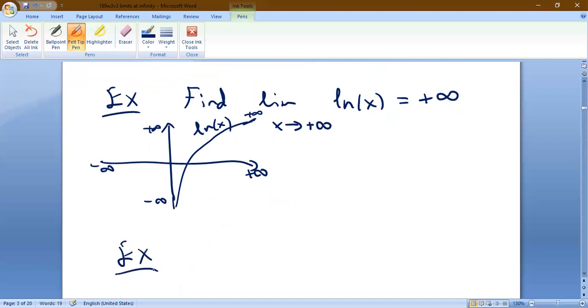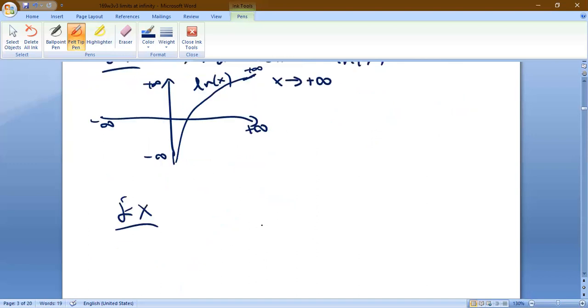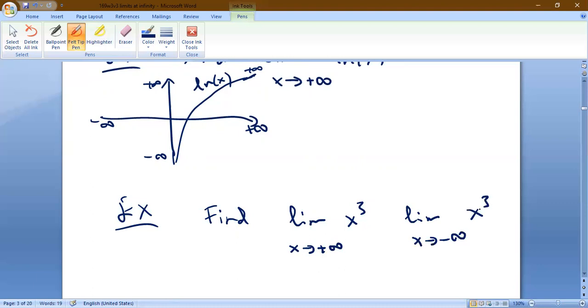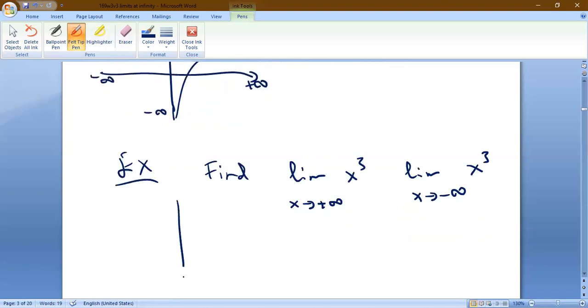Another example, let's say x cubed. So let's look at the function x cubed when x gets positively very large and negatively very large. So again, it all comes down to remembering those graphs we have sketched earlier back in the very beginning.